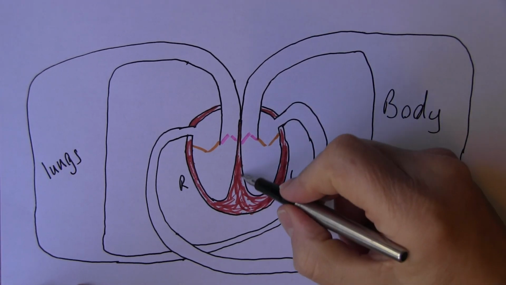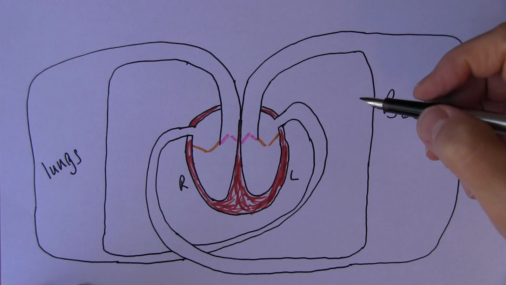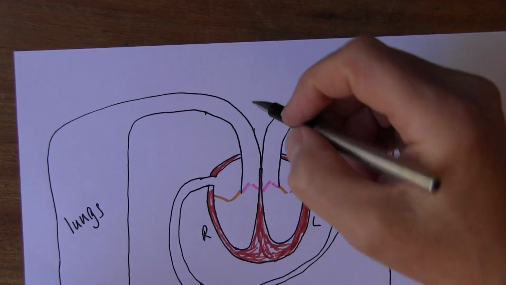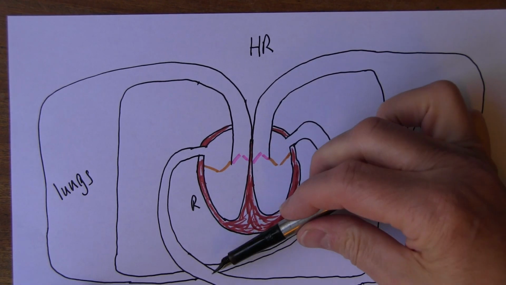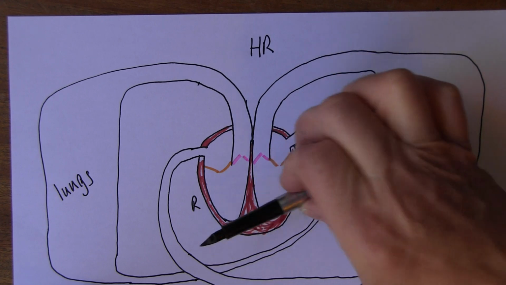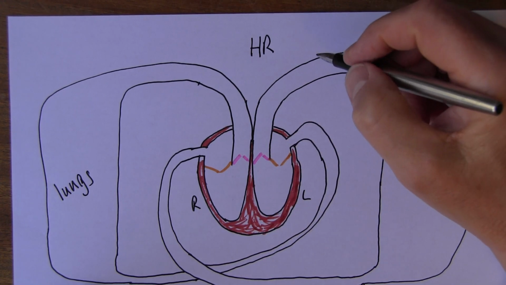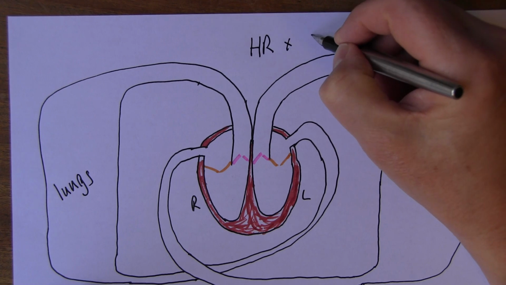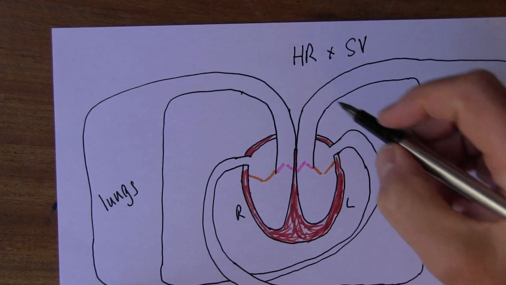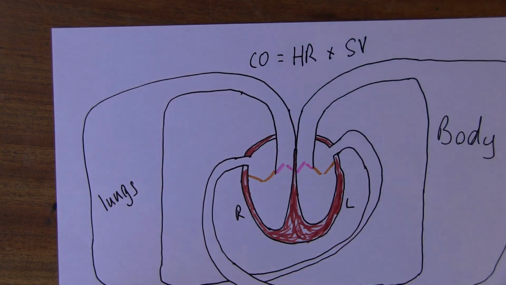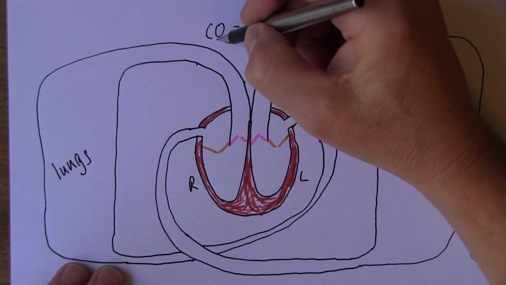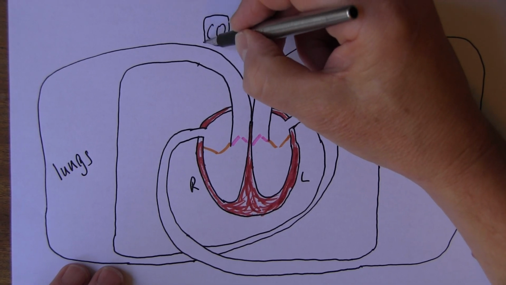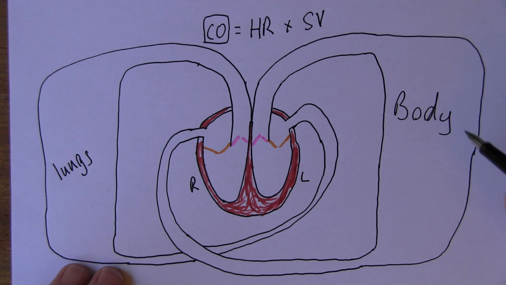So normally the left ventricle is contracting, and it has a particular rate, the heart rate, say 70 per minute, and it's pumping out so much blood per contraction, at rest say about 70 mils. That's the stroke volume. Cardiac output is those two multiplied together. So cardiac output equals heart rate multiplied by stroke volume. The cardiac output is the volume of blood that needs to get to the body to supply the metabolic demands of the body.